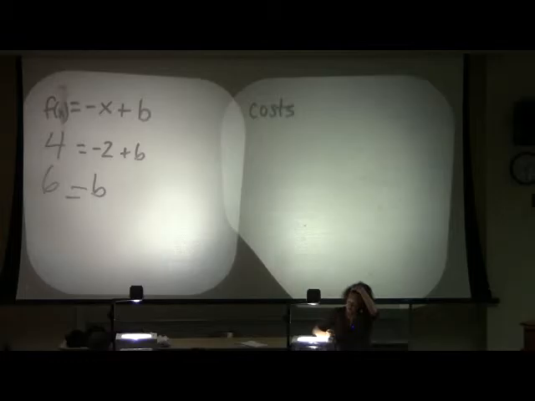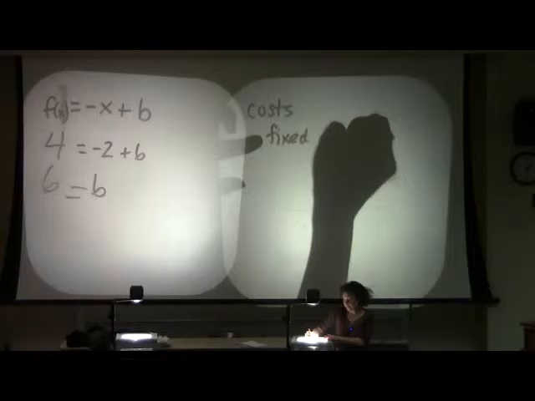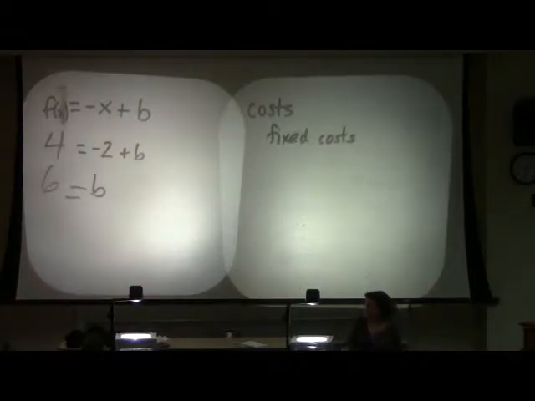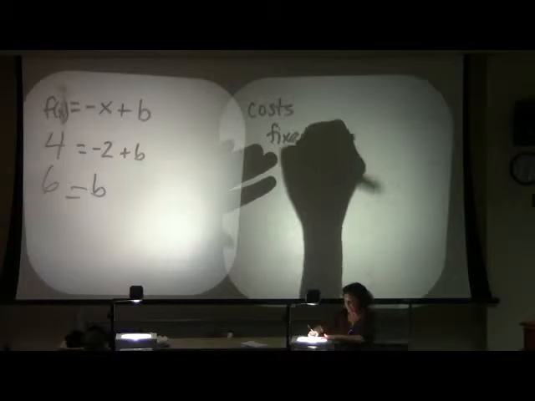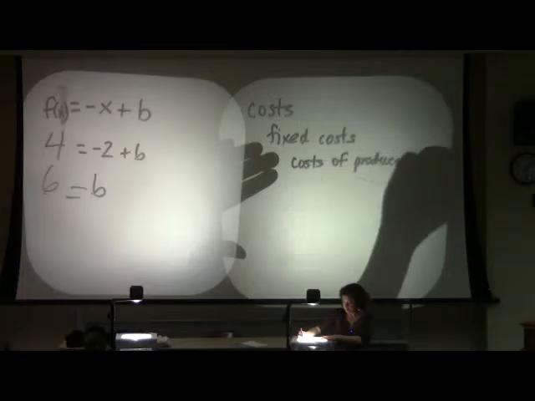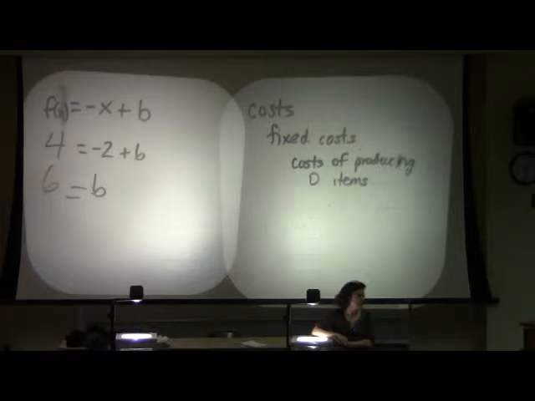Okay? So, do you agree when you have costs involved, you have fixed costs? In other words, you don't have to produce anything, but you still have the costs. For example, if you have to rent a warehouse, you've got rent. Even if you don't make any items, you still have to pay your rent. You still have to pay your electricity. You still have to pay for various things. So there's things called fixed costs. Essentially, fixed costs are the costs of producing no items. Producing 0 items. Does that make sense?